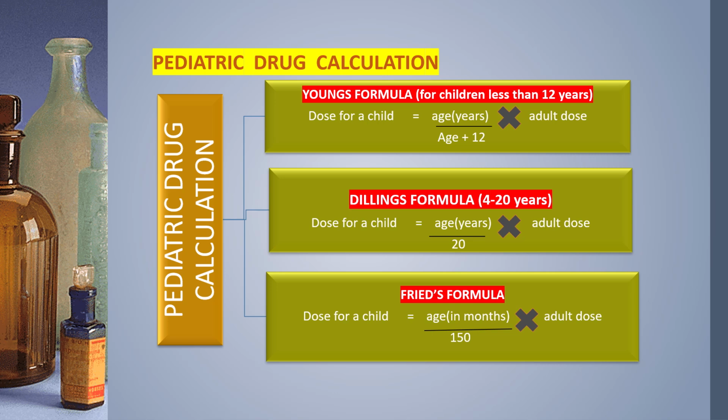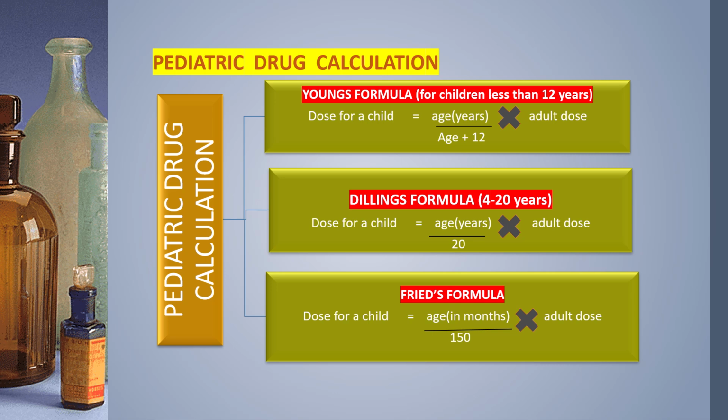Next, we are talking about pediatric drug calculation. It is very different from the adult what we saw so far. And basically, it is divided into 3 types. One is Young's formula, the other Dilling's formula, and Fried's formula. Fried's formula, generally, we do it for pediatrics who are in months, less than 1 year. And Young's formula is the one that we use for children who are less than 12 years but more than 1 year. What we generally use, the most common or simplified way, is the Young's formula.